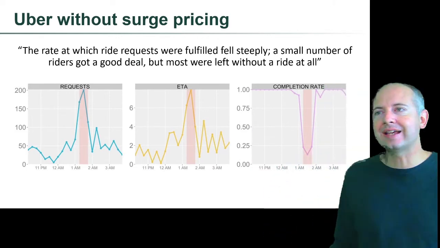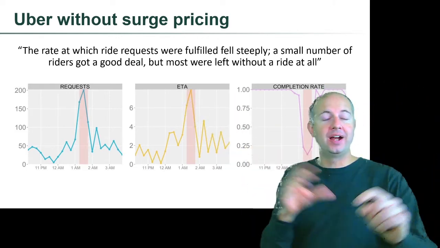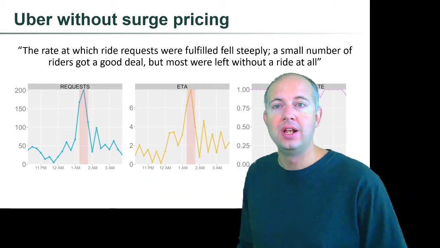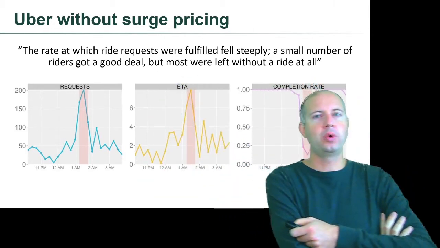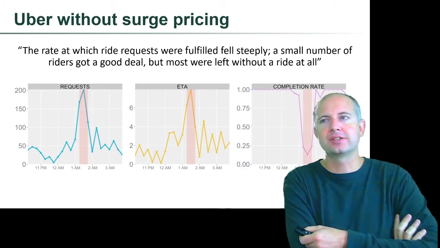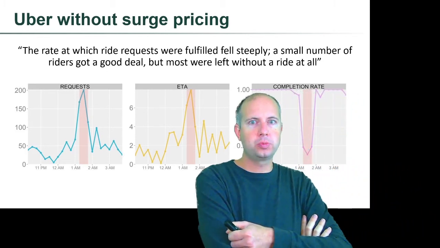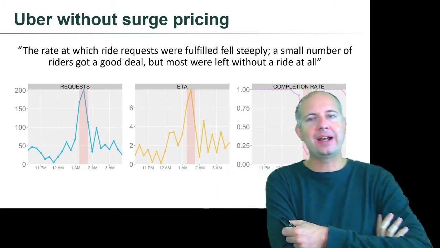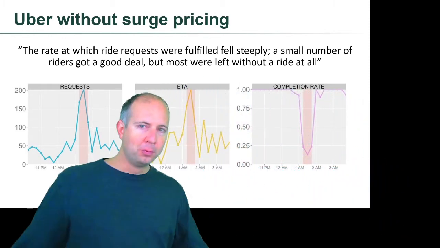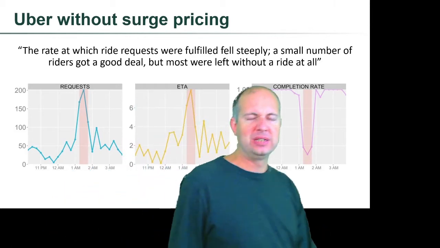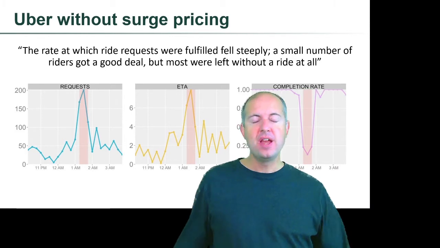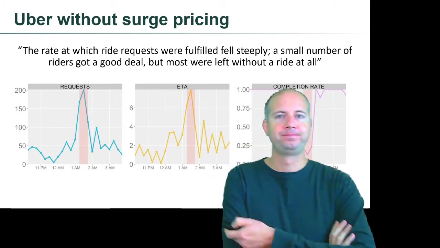So there's a nice summary of it here. There was an economics paper written about it. I thought this was a good summary of price ceilings in general. The rate at which ride requests were fulfilled fell steeply. A small number of riders got a good deal, but most were left without a ride at all. You can think about it as, there's a few Monicas and Rachels who get to have a really, really nice apartment at a low price. But there are lots of people who can't get any apartment at all because of these rent control laws.